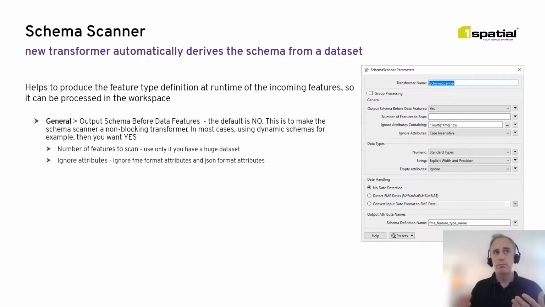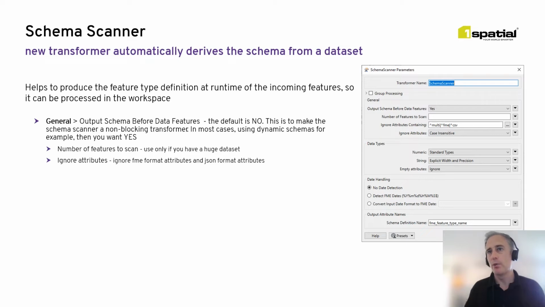The Schema Scanner will find attribute names and data types from the incoming features, and it will output them as a list. You'll see here on the actual transformer we have some tab areas. We've got General. The very first parameter, output schema before data features, is typically set to no. So it's a non-blocking transformer, but you probably want to set this to yes if you're reading and writing a dynamic schema.